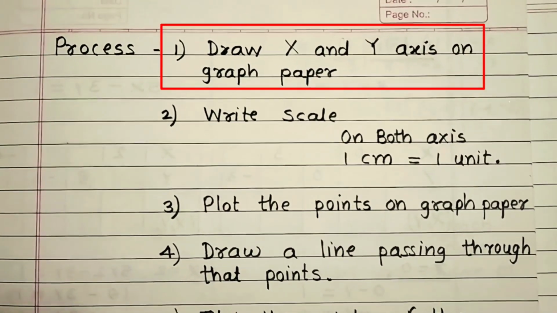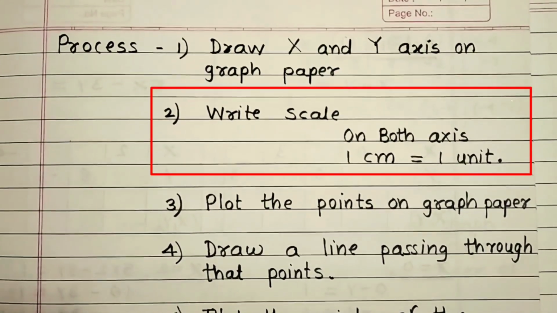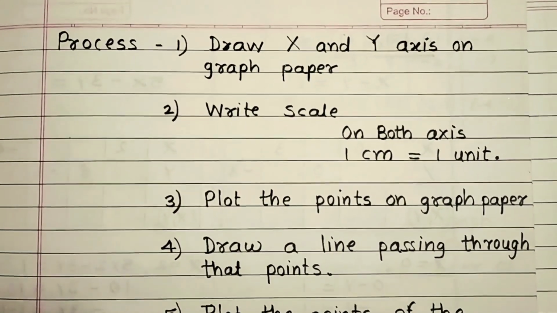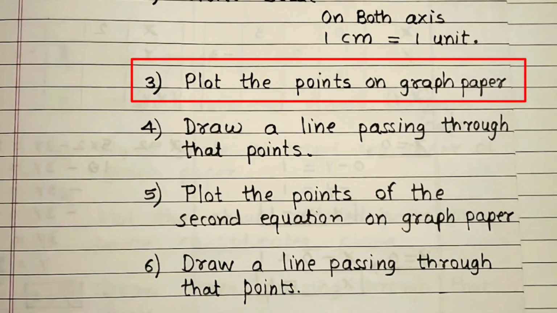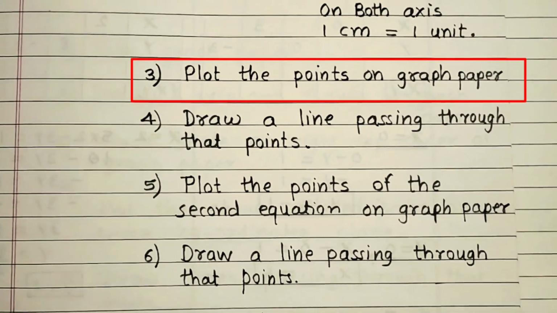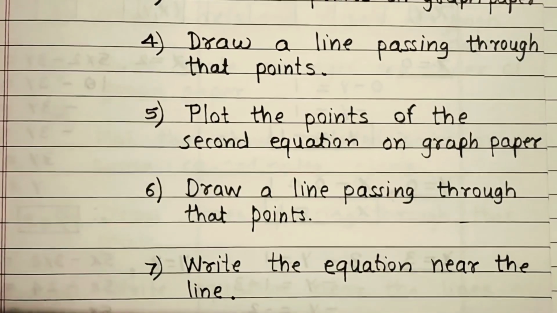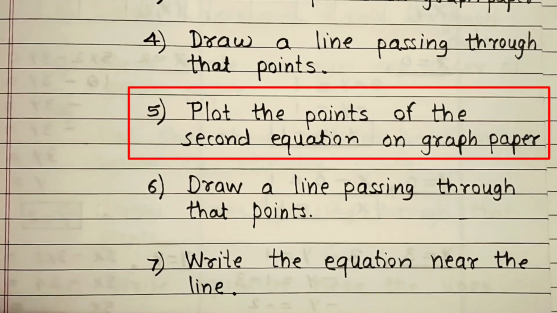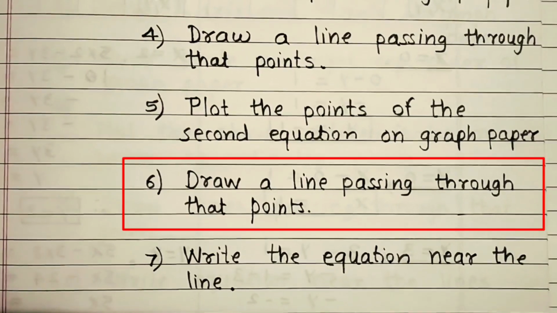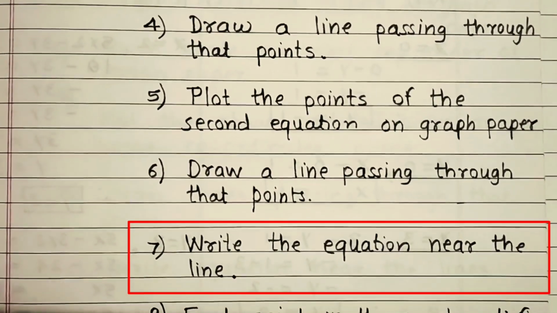Process: 1. Draw x and y axis on graph paper. 2. Write scale on both axes. 1 centimeter is equal to 1 unit. Scale on both axes. 3. Plot the points on graph paper. Draw a line passing through those points. Plot the points of the second equation on graph paper. Draw a line passing through those points. Write the equation near the line.